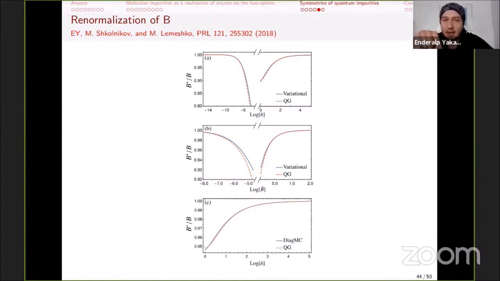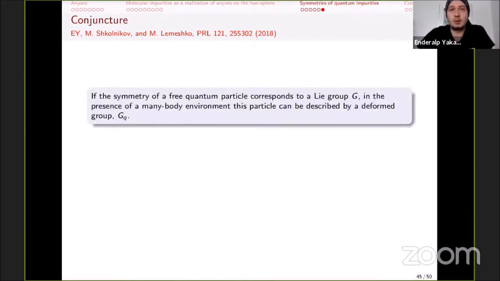The dashed red line corresponds to the quantum group technique, and the blue lines correspond to some non-perturbative techniques, like variational techniques or the diagrammatic Monte Carlo technique. And it looks like our quantum group technique is capturing the non-perturbative things. So this is really nice. So this is our conjecture now.